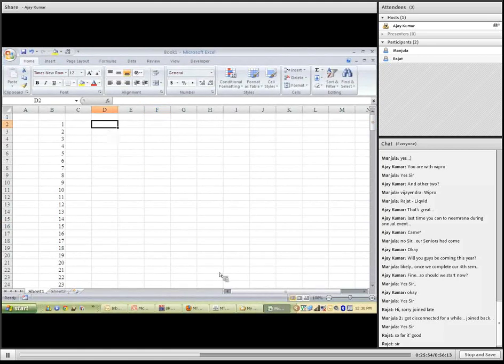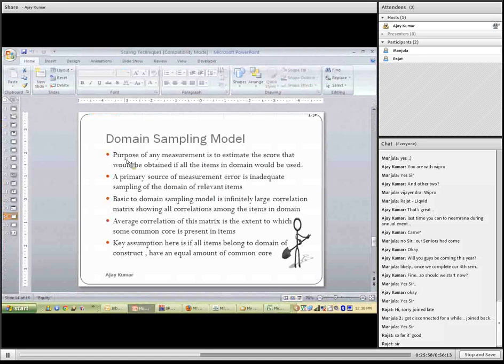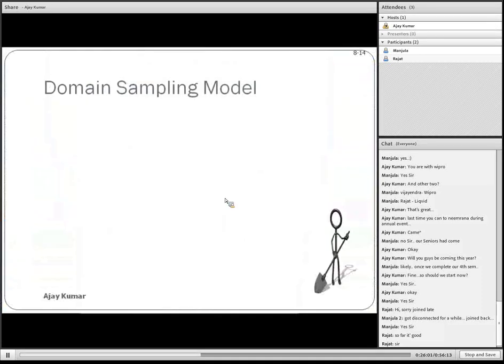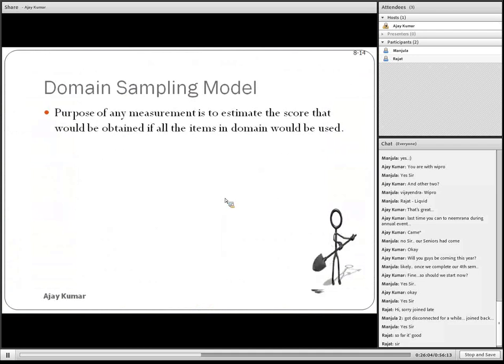As per the domain sampling model, have a look at this first line. The purpose of any measurement is to estimate the score that would be obtained if all the items in the domain were used. That is an important statement and we have to make meaning out of it. Now I have generated the pool of 300 items which I feel are actually measuring satisfaction of an individual. So I cannot go to an individual and say, here is my questionnaire, it has 300 questions, please fill it up and I will tell you your satisfaction level. This is summarily rejected.